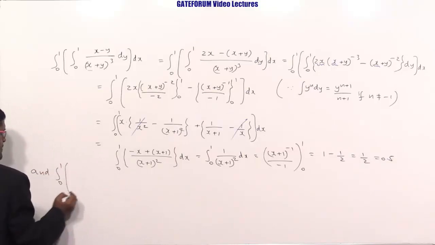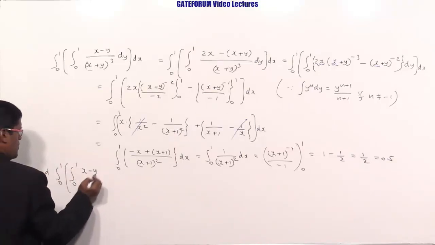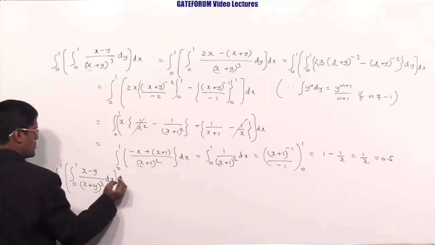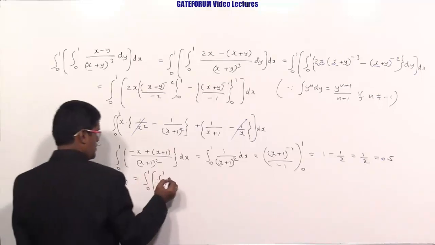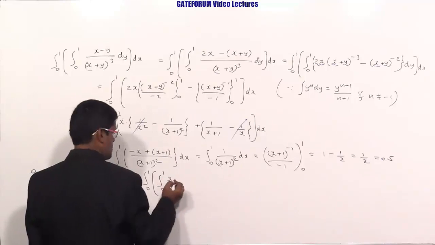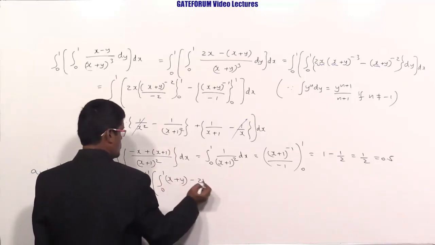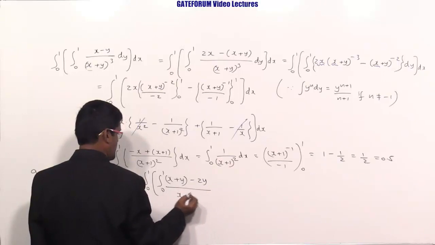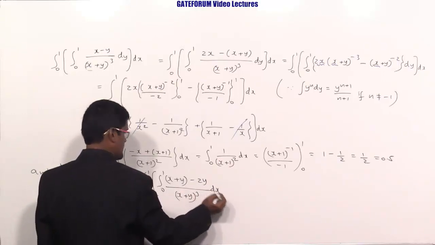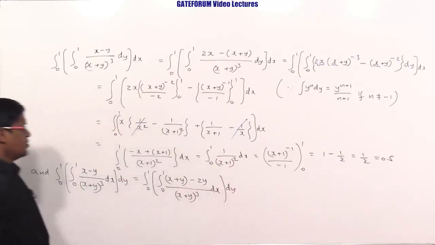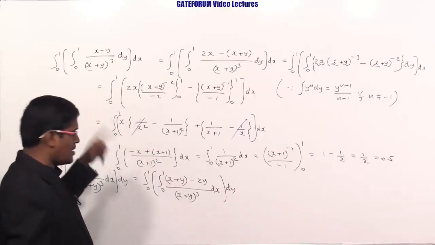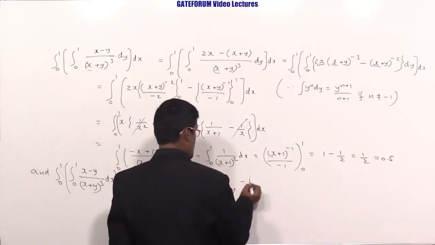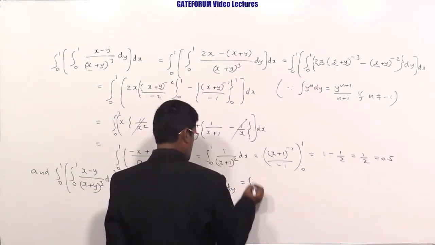And what is the other one given? Integral 0 to 1, integral 0 to 1 of (x minus y) divided by (x plus y) whole cube, first with respect to x and then with respect to y. So this can be written as integral 0 to 1, integral 0 to 1 of (x plus y minus 2y) divided by (x plus y) whole cube, first x and then y. So x plus y minus 2y is nothing but x minus y. In this way, y is added, subtracted, and x is retained. So this is separated into fractions, integral 0 to 1.